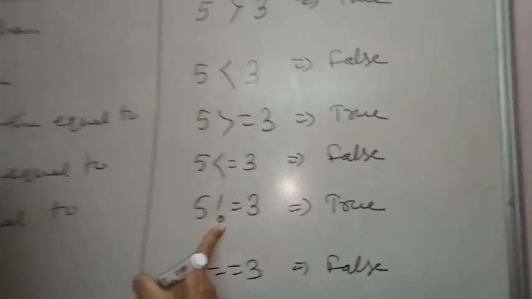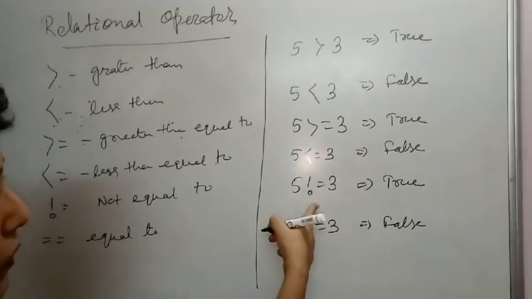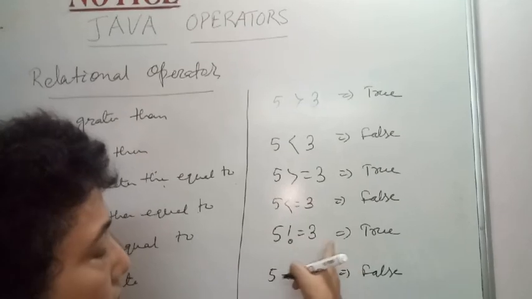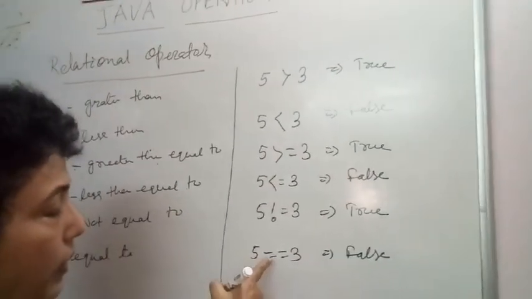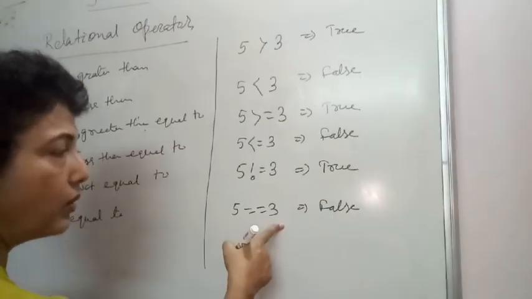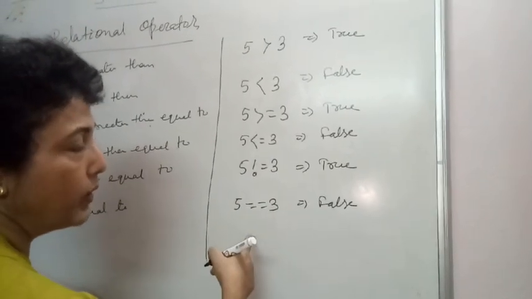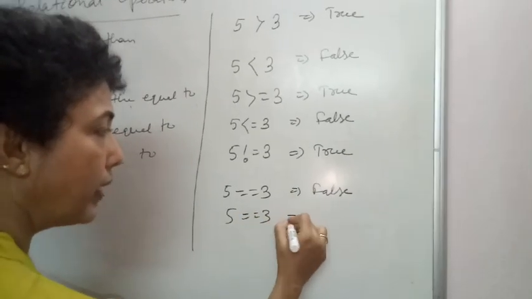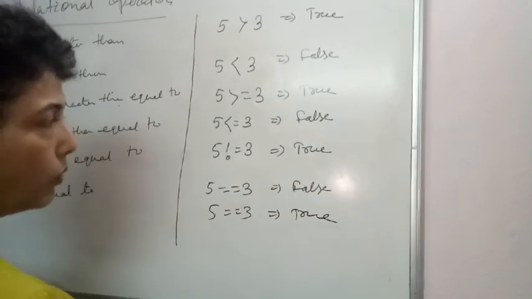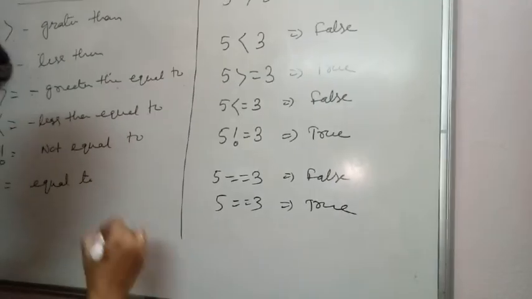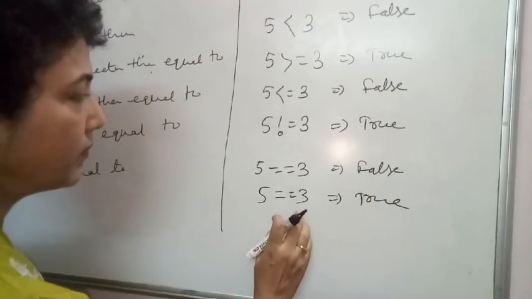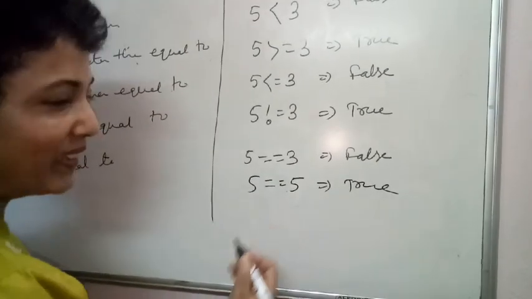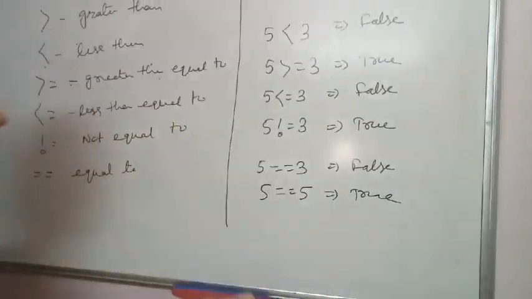So this not equal to operator will give the answer true when both are not equal, they are not matching, right? And if they are matching, it will give false. Here it checks whether both are matching or not. If they are matching, then it is giving true. If not matching, it is false. If I write 5 equal to 5, then the answer is true, right? Okay.